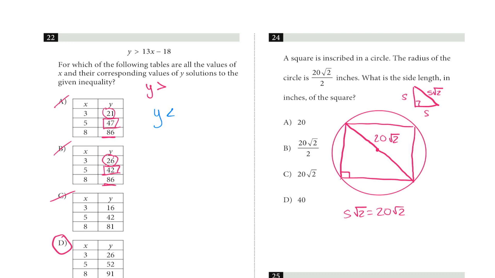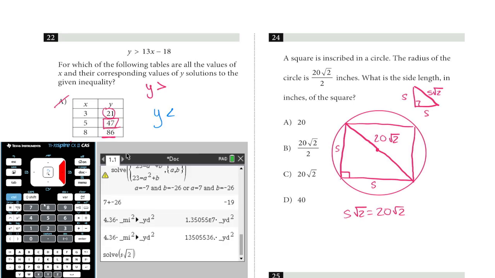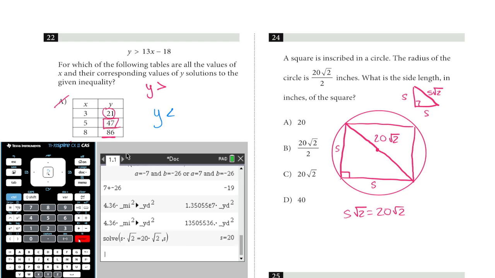And we can now solve for S because that's going to give us what these sides are. So again, I can bring up the calculator and I have an equation. I can now do menu 3-1 and say S square root of 2 should equal 20 square root of 2, comma S. So we get 20, and that's all they're asking for. They're asking, what is the side length of the square? So it's 20.